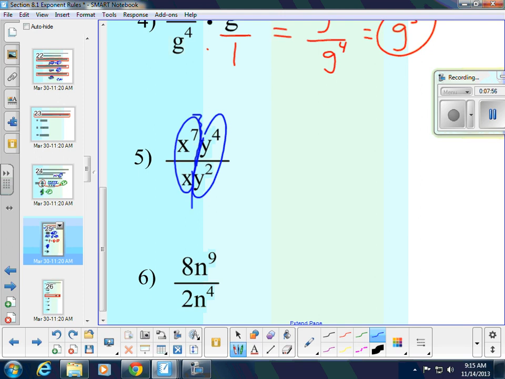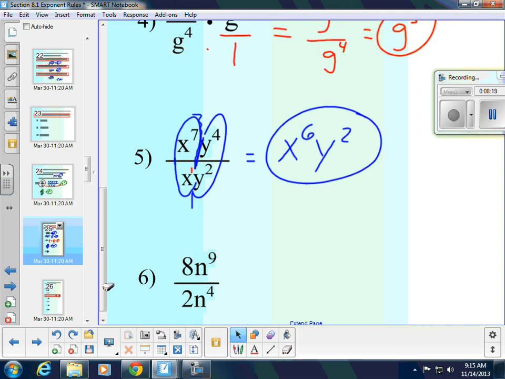So x to the 7th over just x. And remember, if there's no exponent written with a variable, it is like there's an exponent of 1 right there. So x to the 7th over x to the 1st, if I subtract those, I get x to the 6th. And then same thing with the y's. I'm just going to deal with those separately. So y to the 4th over y squared, if I subtract those, I get y squared. So just know I can deal with each one of those variables separately and then get a simplified answer for both.